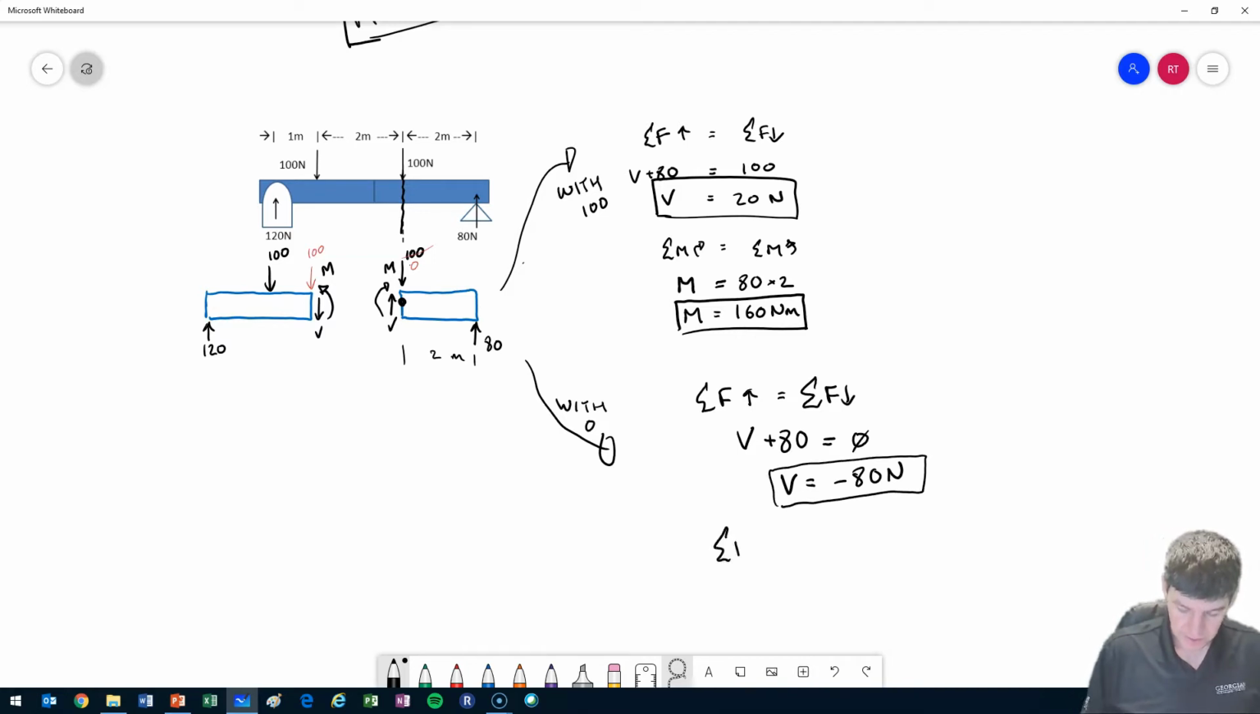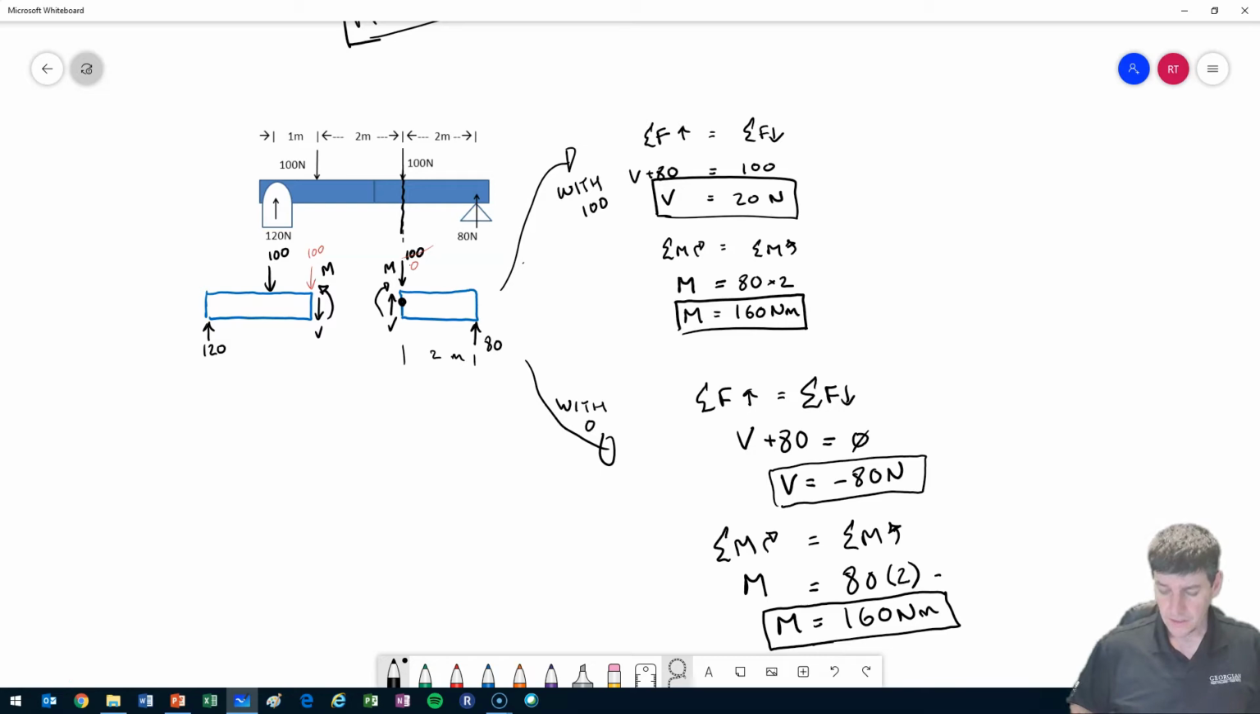My sum of moments in one direction has to equal my sum of moments in the opposite direction. At my reference point, I have an M. V is going to be multiplied by a distance of 0, so it disappears, and it's going to be equal to 80 at a distance of 2. In this case, M is equal to 160 Newton meters.